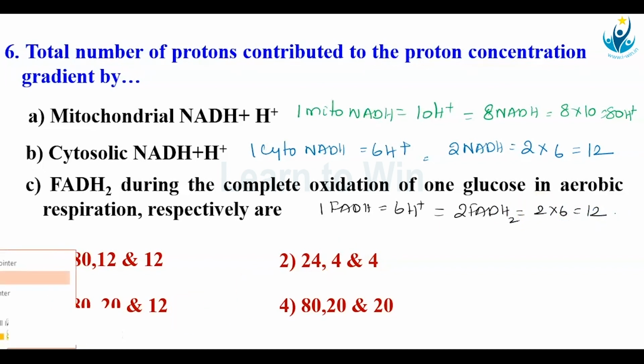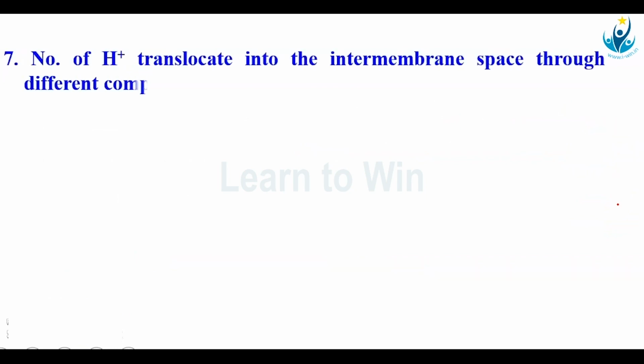If you are not able to recollect how we got this, I sincerely request you to go back to the chemiosmotic hypothesis and the oxidative phosphorylation electron transport mechanism, where we discussed in quite some detail how these protons have come, what is the mechanism, and how many. It will give you a complete picture. So the correct answer is 80, 12, 12. So option number 1. The next question, number of protons.